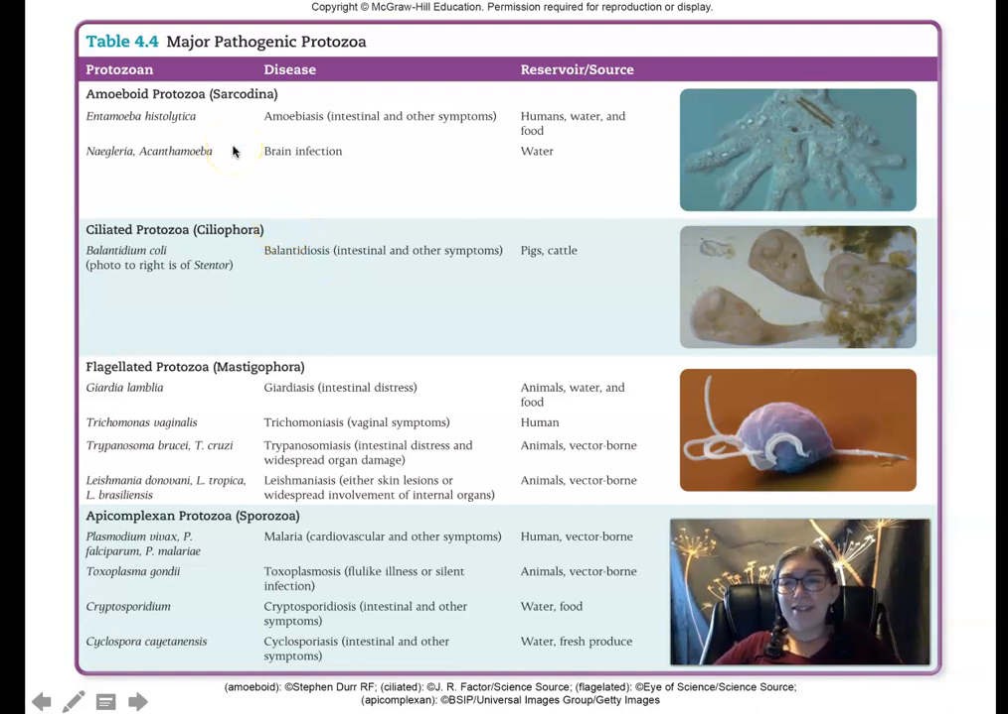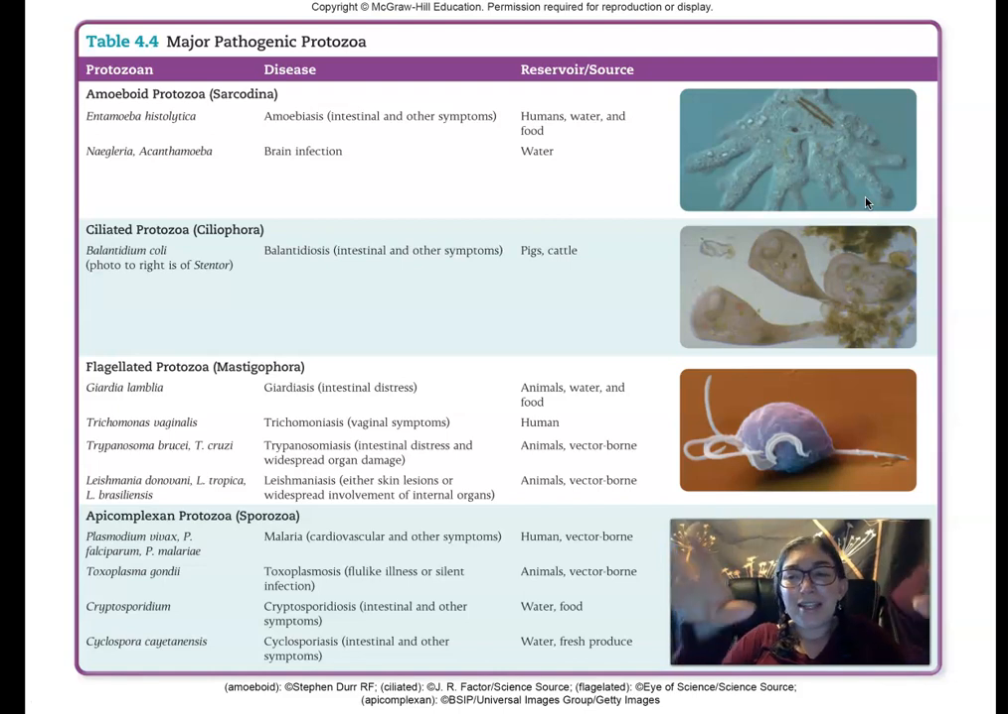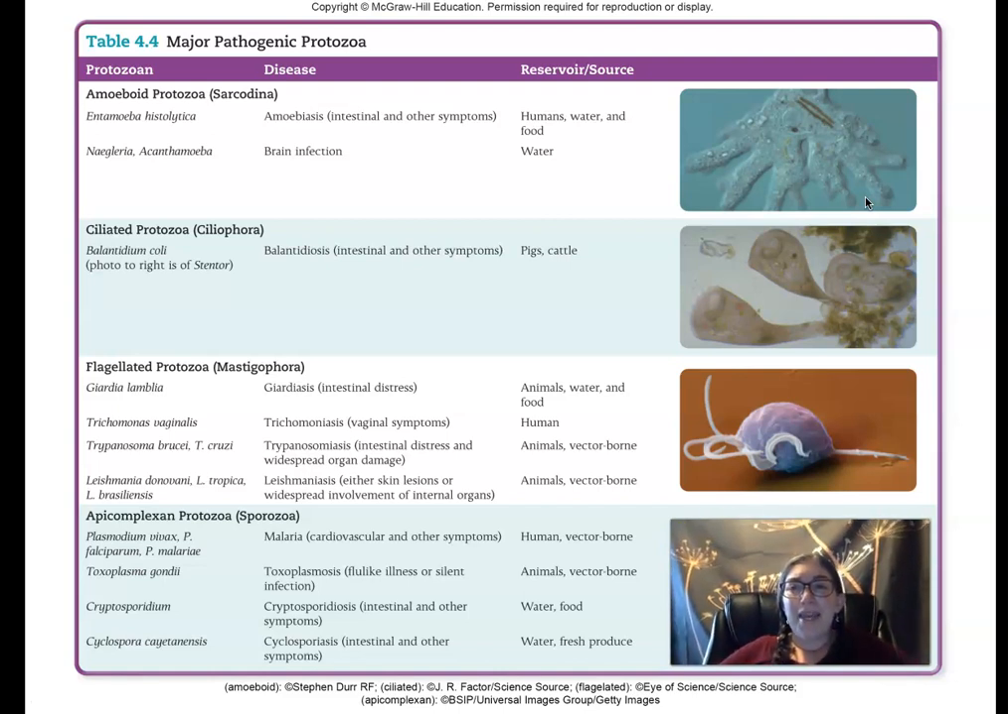The four different classes of protozoa are the amoeboid protozoa. So these are amoebas, and they move by something called pseudopods. Pseudopod literally means a fake foot. So they're basically like little slime molds that crawl through, like a blob. They extend their little slime feet and move that way.